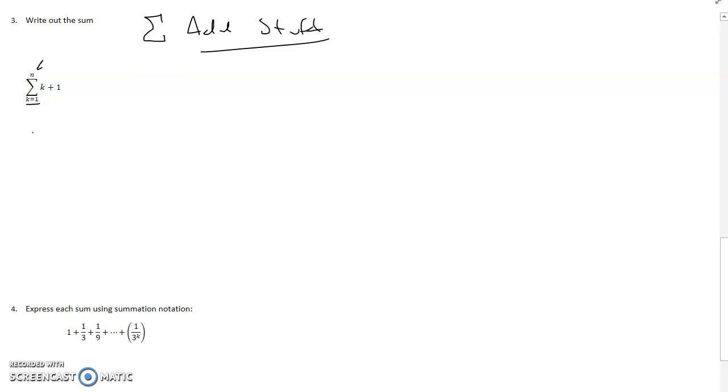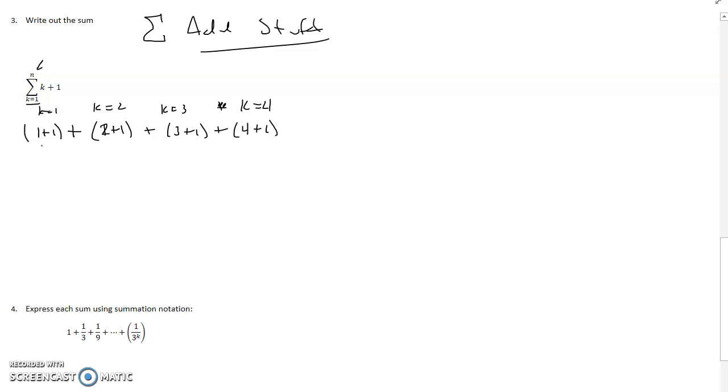So the first thing we're going to do to start this out is to get our first numbers in our series. If k is 1, we plug in k equals 1, and it's going to give us 1 plus 1. And then I'm going to add that to, when k is 2, 2 plus 1. And then when k equals 3, it's going to be 3 plus 1, and when k is 4, it's going to be 4 plus 1. We can see that we have a pattern forming here, right?